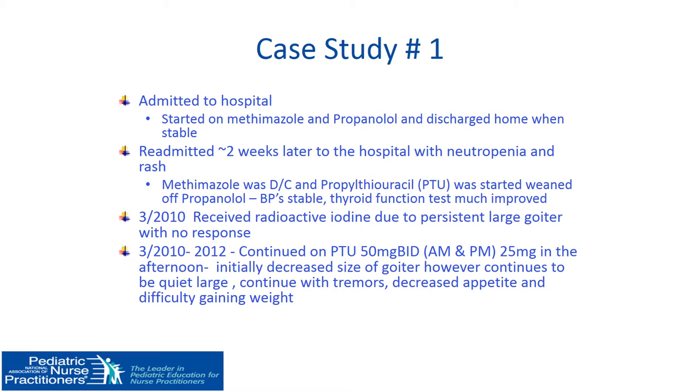So they said, okay, we need to do something about this large goiter. It's a problem. So in 2010, he underwent a radioactive iodine treatment. It helped a little bit, but not really. There wasn't a real response in the goiter itself. So from 2010 to 2012, he continued on the PTU. His dose was 50 milligrams twice a day, morning and night, and 25 milligrams in the afternoon. That initially, after the radioactive iodine, decreased the goiter a little bit, but it continued to be quite large. He continued with tremors. He continued with poor appetite. He wasn't gaining weight. So it's clearly still a big problem for this child.